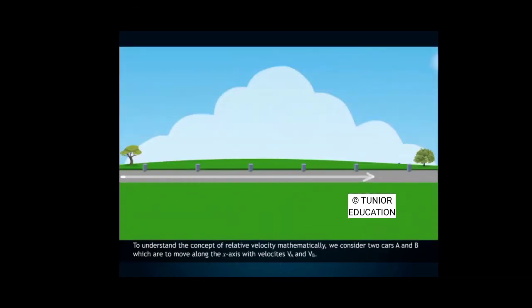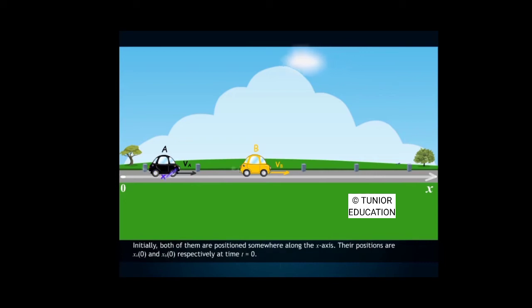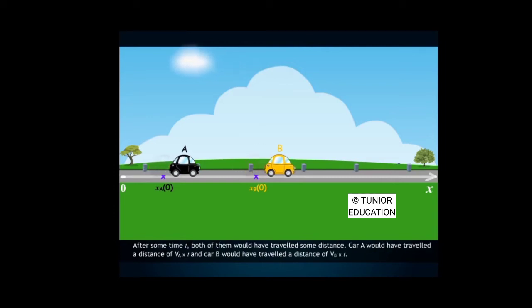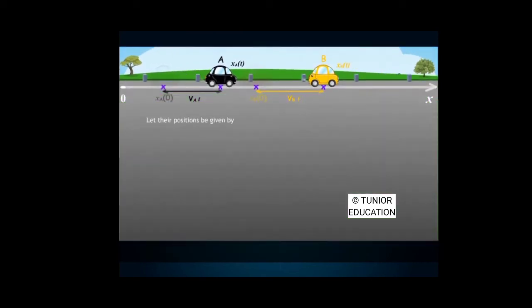To understand the concept of relative velocity mathematically, we consider two cars, A and B, which are to move along the x-axis with velocities VA and VB. Initially, both of them are positioned somewhere along the x-axis. Their positions are xA0 and xB0 respectively at time t equals 0. After some time t, both of them would have traveled some distance. Car A would have traveled a distance of VA into t, and car B would have traveled a distance of VB into t. Let their positions be given by xA(t) equals xA(0) plus VAt, xB(t) equals xB(0) plus VBt.